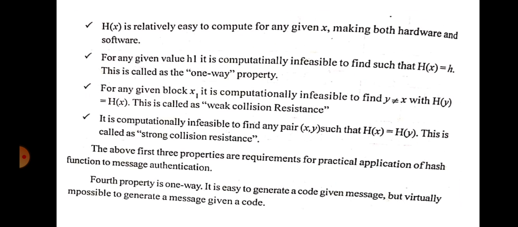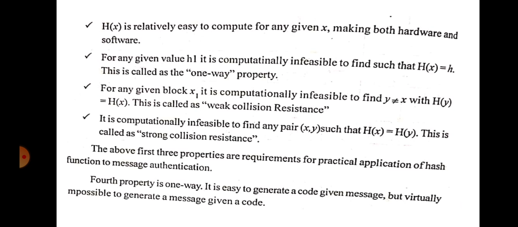So again, same concept, h of x is equal to h of y. For any pair x comma y, it is very difficult or hard to find the values of x and y. So this property is known as strong collision resistance. And also the fourth one is the one-way property. It is infeasible to find the value of x. For example, if they give the h value, how can we find the value of x? It is very difficult to find x for the given value of h. So this is also infeasible to find. This property is known as the one-way property.